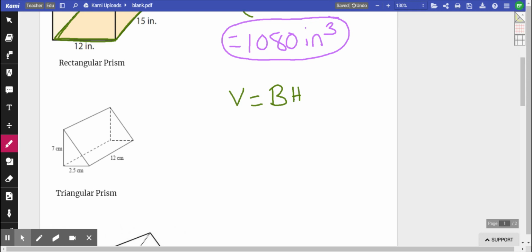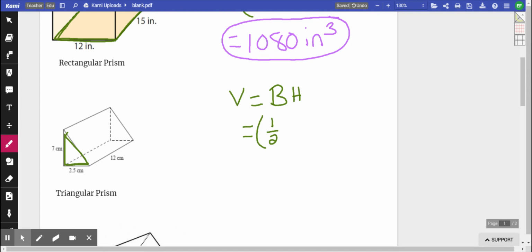We learned before that we're going to name this prism off of whatever the shape of the base is. And since our base is a triangle, I'm going to identify this triangle here. And then I just have to figure out how do I find the area of that. So go back to your formula sheet from the other day if you need to. Area of a triangle is going to be 1/2 of the base times the height.